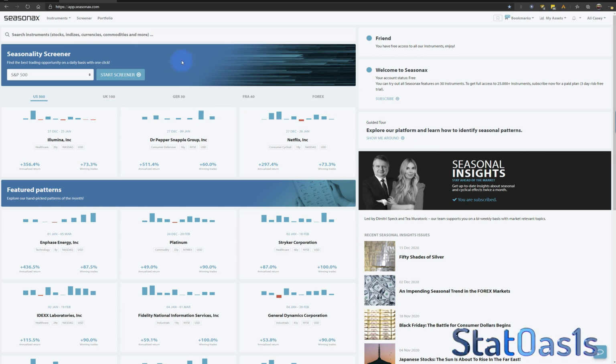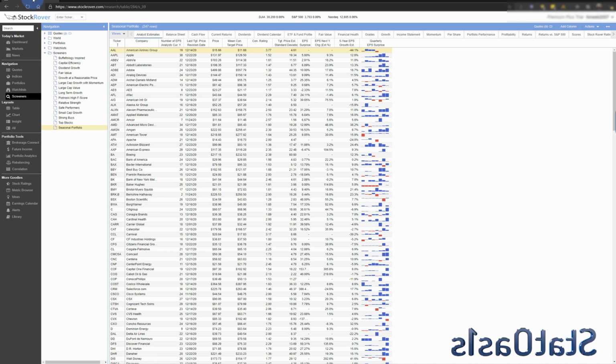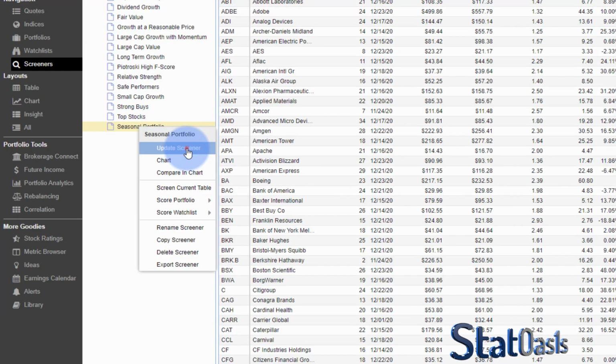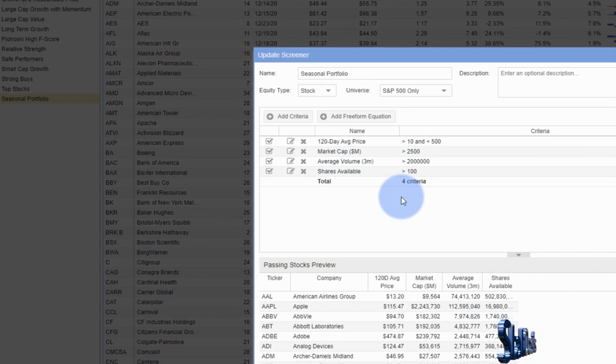Because Seasonax carries more than 27,000 instruments, even with stocks, it's very hard to pick which stocks. So what I did is I used a research tool. It's called StockRover. The link should be in the comments below. And here is my portfolio. So let me show you what I did.